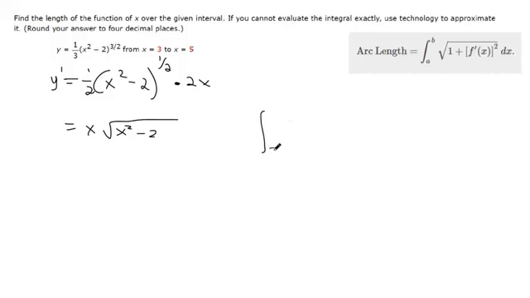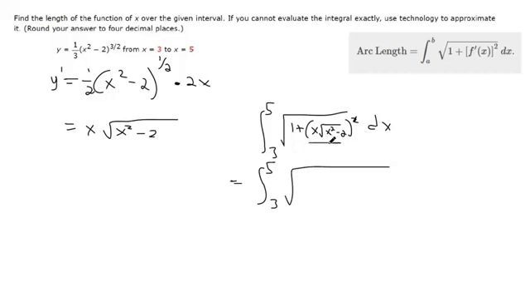So if you plug that into the arc length formula, it's 1 plus the derivative squared with respect to x. So we've got the derivative being squared. That means we've got x squared times x squared minus 2, because the square root is being squared.